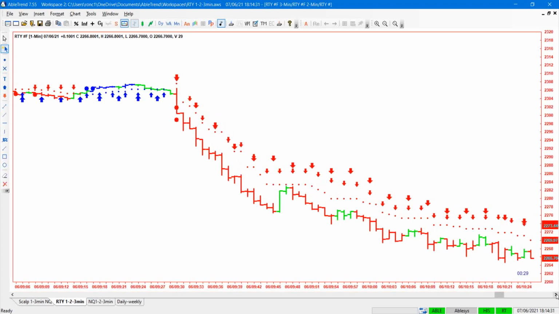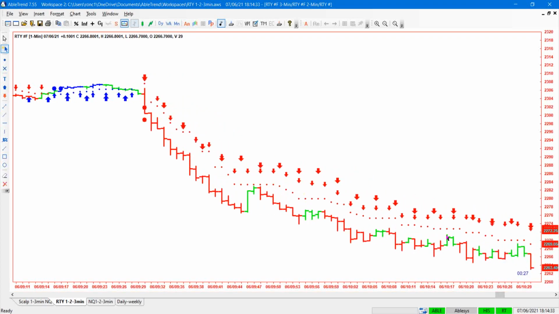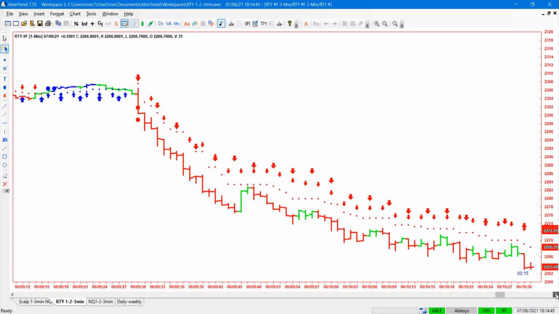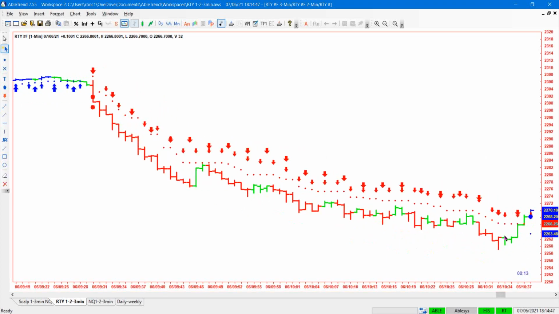You can use the 2 green exit, and that's if you get 2 greens, you just put your stop, for the Russell, 0.5 point, for the NASDAQ, 2 points above the top of the higher of the 2 green bars. Never hit it here. Never hit it. Finally, there's 2 greens, and we'd have been stopped out here at 63.